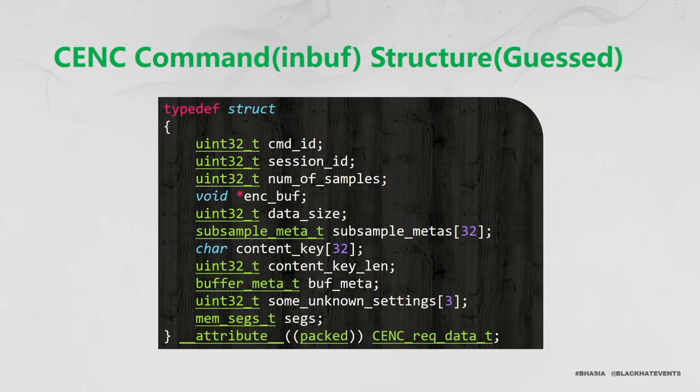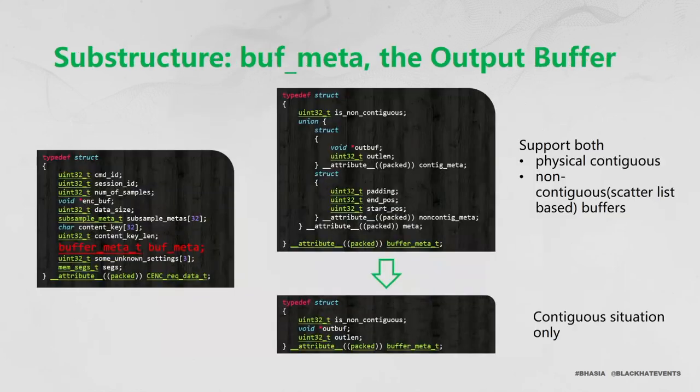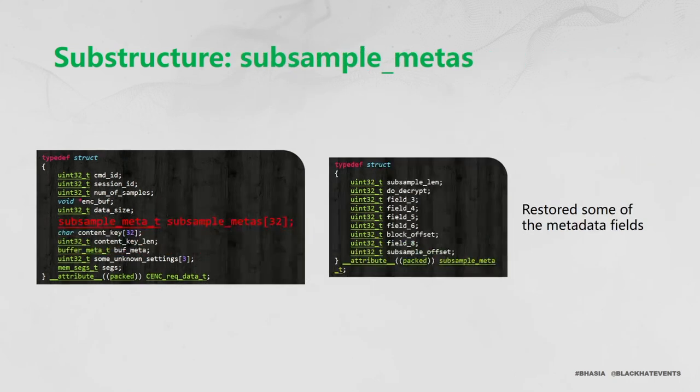So the user command, at first glance, is a byte array, but of course it will contain an internal structure. So I have recovered some of the structure as this, and the inner structures. Okay, and this one, which is very interesting, the subsample metas. This is an array of up to 32 elements, and some of its fields have been recovered.